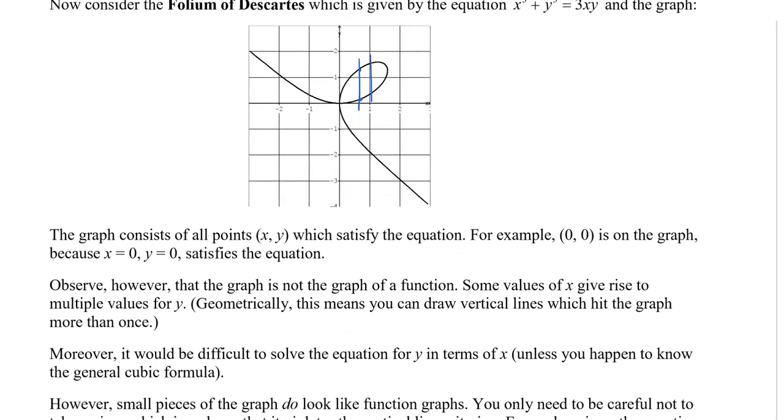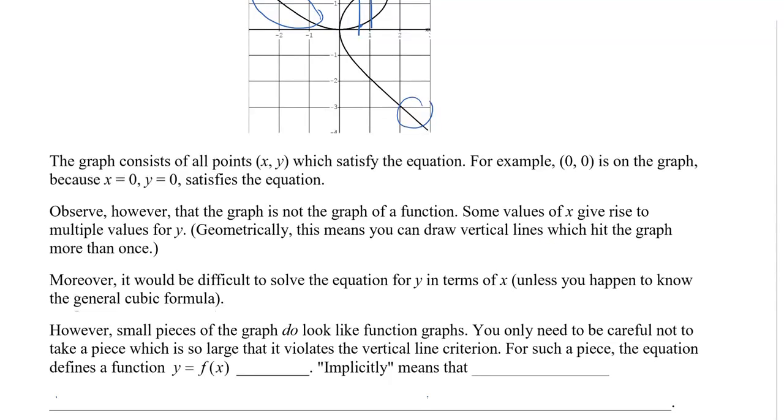Now, if we take small pieces of the graph, such as maybe over here or over here, they do look like functions because they pass the vertical line test. We just have to be careful that we don't pick too large of an area. So for such a piece, the equation defines a function, y equals f of x, implicitly.